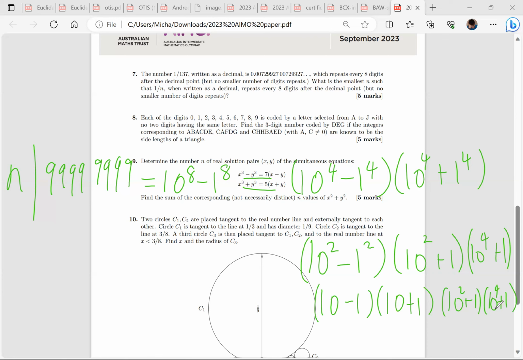This is also equivalent to finding all the primes p such that the order of 10. Hold on, let's slow down a second here. Okay, so we factorize this, so it's like 9 times 11 times 101 times 10,001, yeah? Yeah.